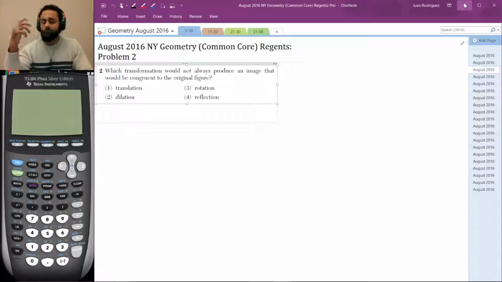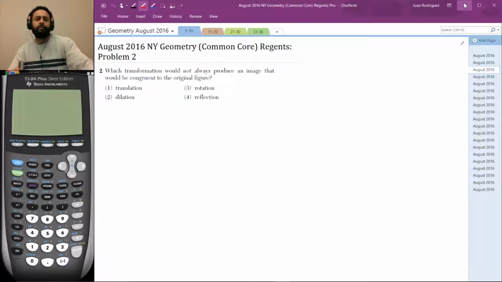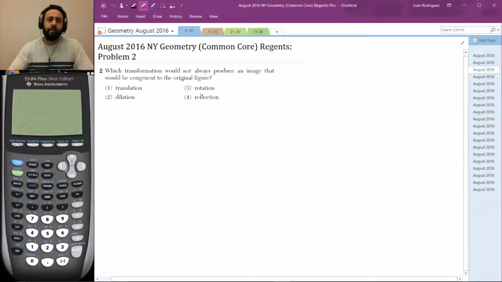Translation, dilation, rotation, reflection. Definitely pause the video and try it on your own. You want to test yourself to see if you can get the answer, and then once you get the answer, see if you get the same answer as we do. If you do, definitely hit the like button so that we can know that your answer agrees with ours.